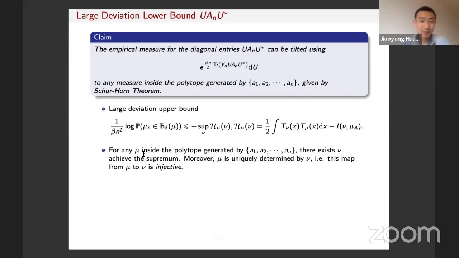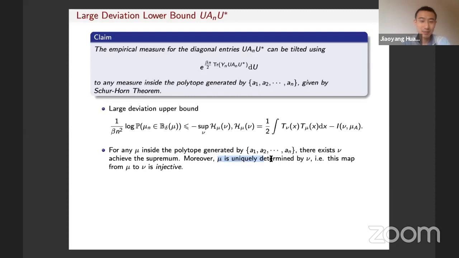For any mu inside the polytope generated by A1, A2 up to AN, we can show that this sup is always achieved by some nu, using some kind of compactness argument. Moreover, we can show that mu is uniquely determined by this nu, which achieves the sup. So the map from mu to nu is injective.